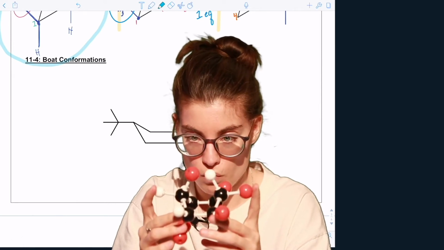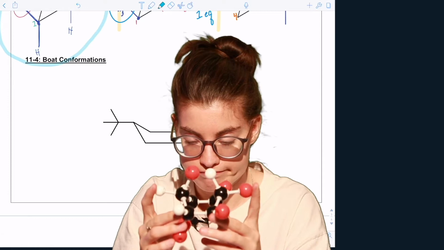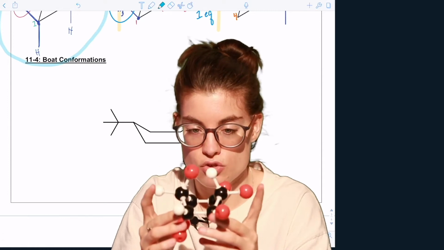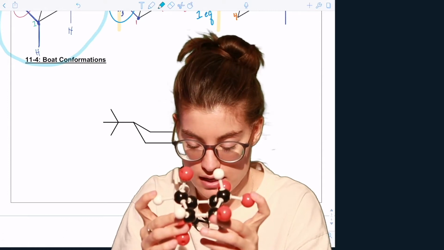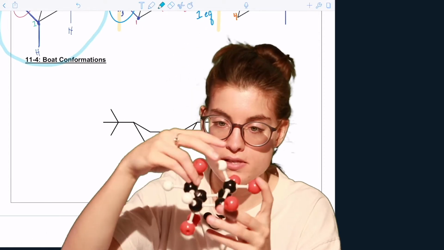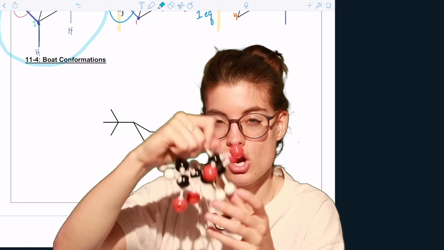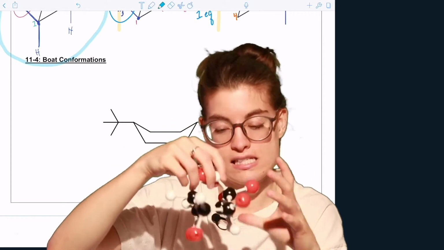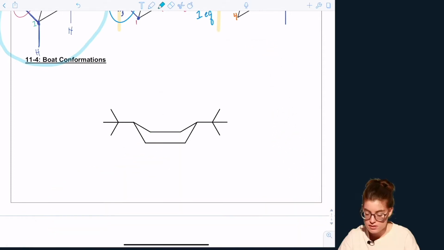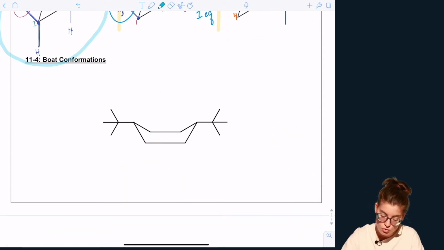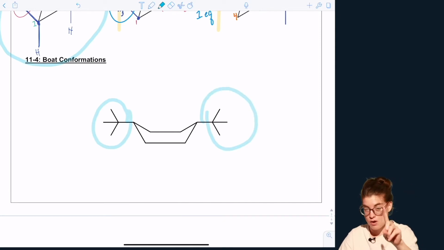Now, the important thing to remember is that if your groups have steric hindrance, that's going to cause your molecule to be less stable, okay? So sometimes if you have two very bulky groups, like these tert-butyl groups, because now we know tert-butyl groups are really bulky.